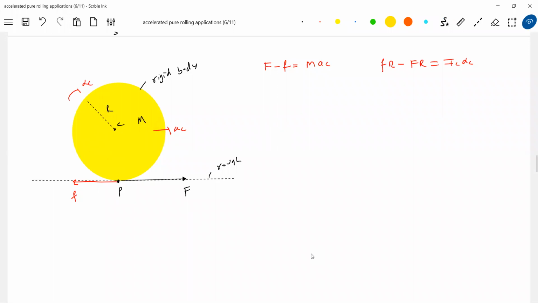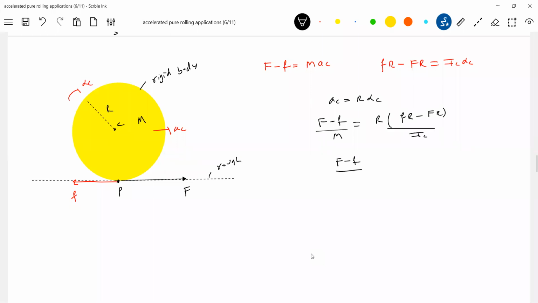Let's say the condition for pure rolling: a_C equals R alpha. Substitute a_C: (F minus small f) by M equals R alpha. So let me substitute for alpha: R square times (small f minus F) by I_C. Finally, what does it mean?